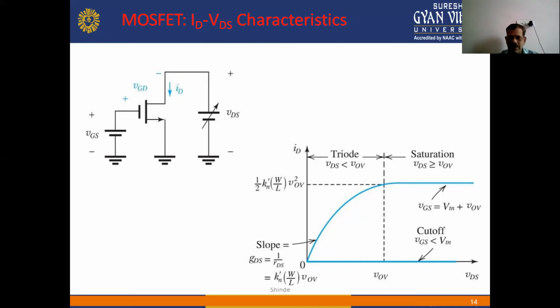So at the point where the current is saturated, in that case VDS is greater than VOV and VGS equals VTN plus VOV, or in the cutoff region VGS is less than VTN. So here is a slope. GDS equals 1 upon RDS and equals Kn' W upon L times VOV. So this is also a triode region where VDS is less than VOV, and this is the ID versus VDS characteristics of the MOSFET.